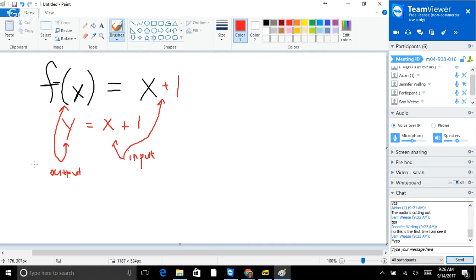All right. So I said there's a couple specific things that make a function a function. And this has to do with the data set that gets input and output.